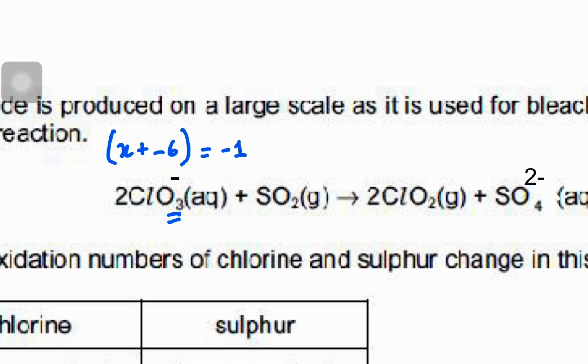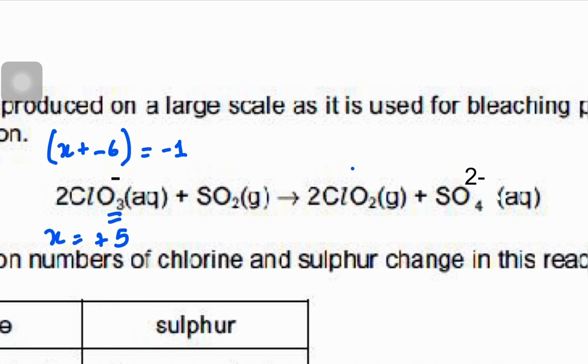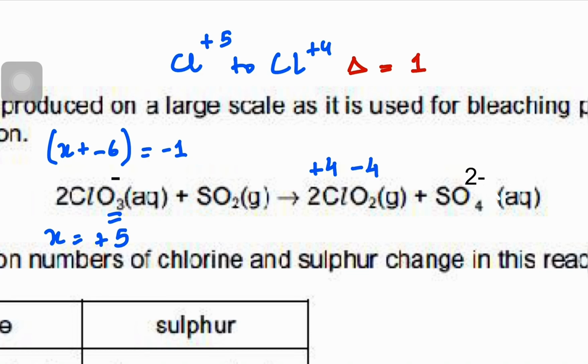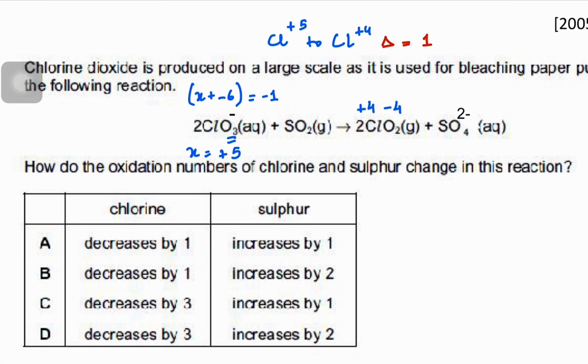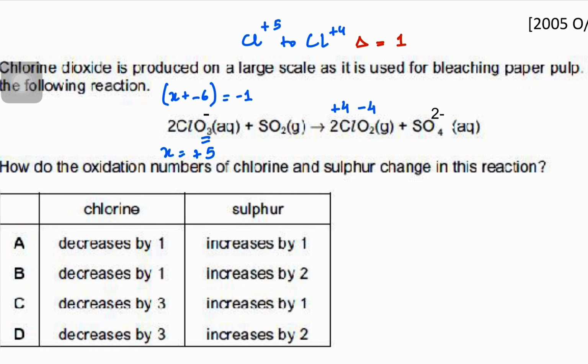So chlorine has to be +5 on the left hand side, so that with 3 oxygens it can give you a -1 total charge. And when you look on the right hand side, there are two oxygens, so -4. Chlorine has to be +4. So chlorine is changing from +5 to +4, which means a change of 1 unit, or you can say 1 unit decrease. When I look at the options, my options could be either A for apple or B for berries. I'm going to go for sulfur also.